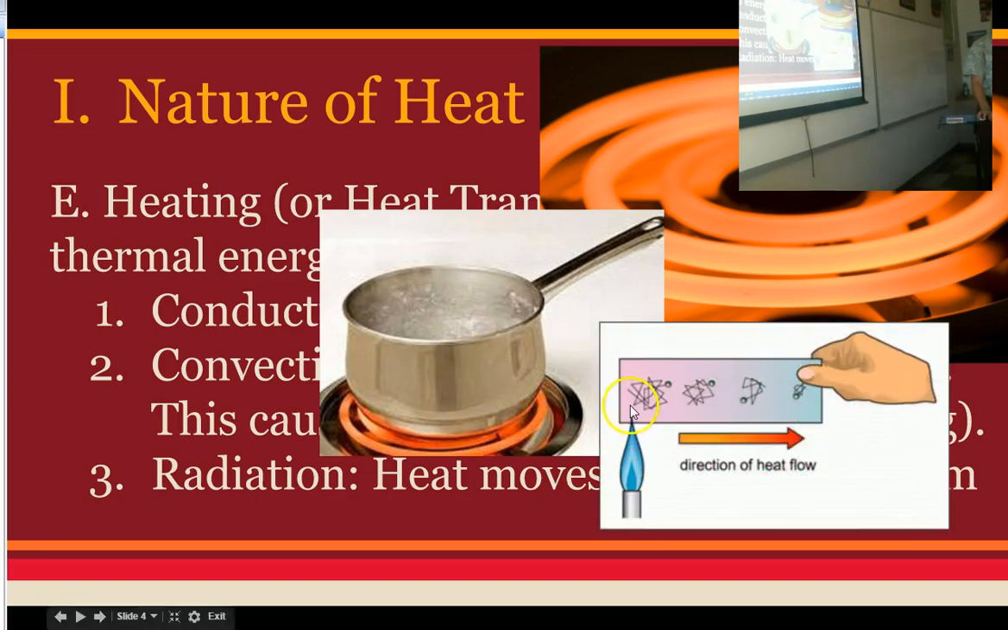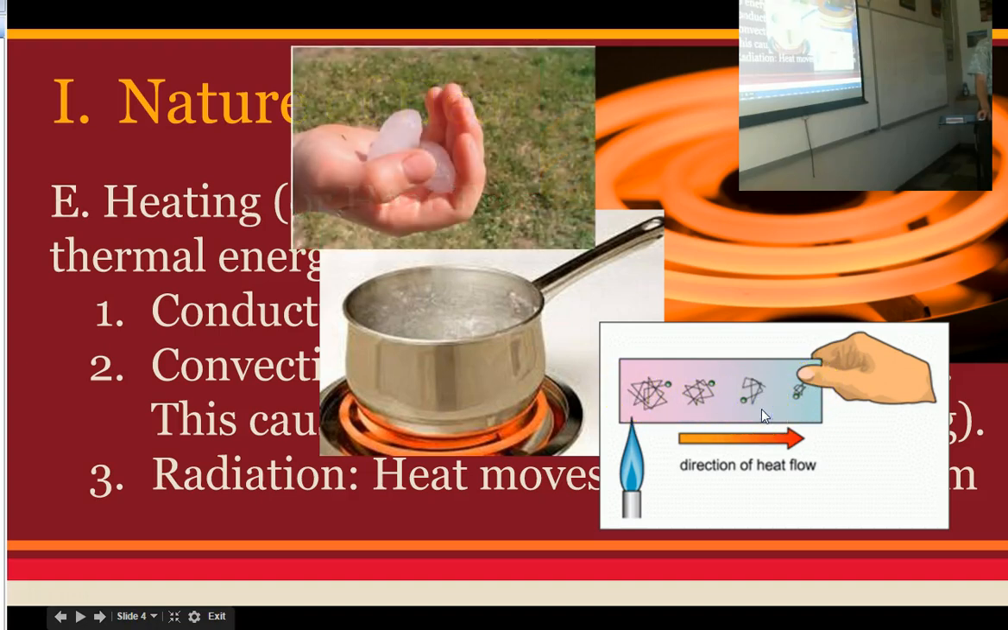Okay? Here's another example. If you put a piece of metal in a fire and you hold the other end of the piece of metal, eventually that's going to heat up because the molecules get excited here over the flame, and they bump into molecules next to them and bump into molecules next to them, and eventually where you're holding the metal will get hot. And that is an example of conduction, physical contact.